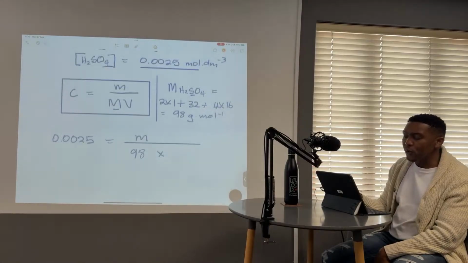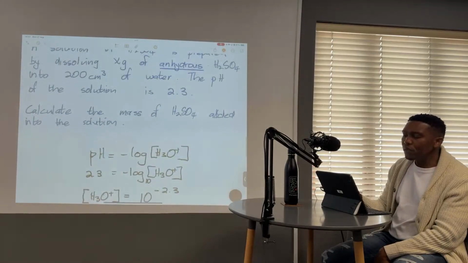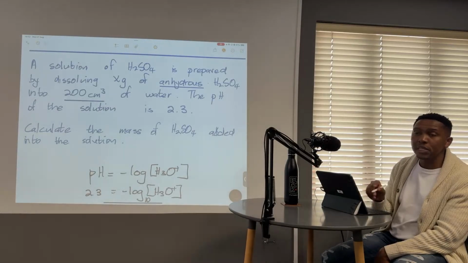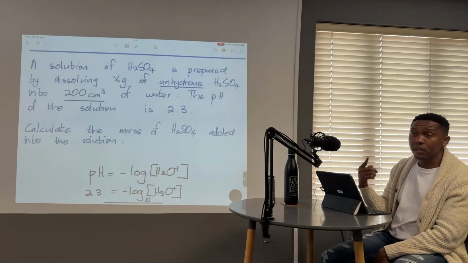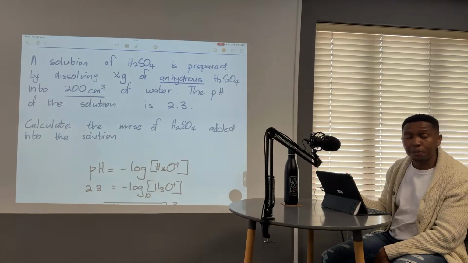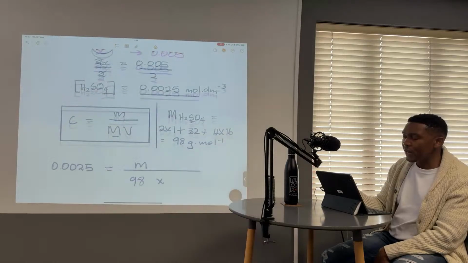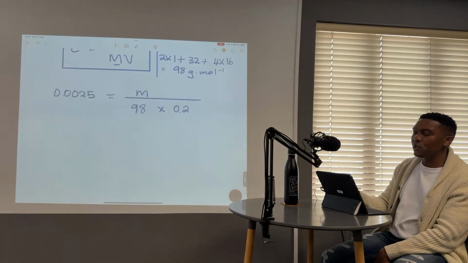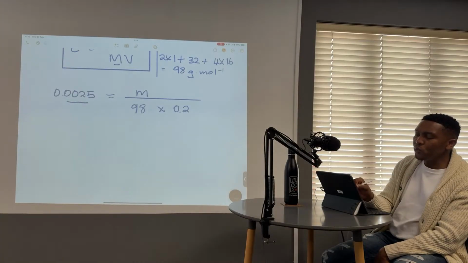But what about the volume? We're already given the volume to be 200 cubic centimeters. So we need to be careful, right? We need to convert that to cubic decimeters by dividing by 1,000. So 200 divided by 1,000 gives us 0.2. And so all we do is cross multiply.